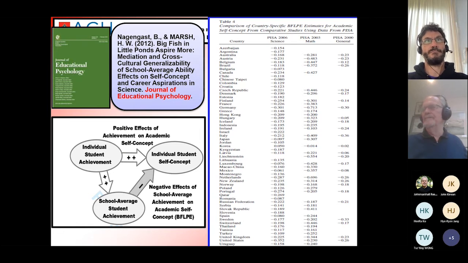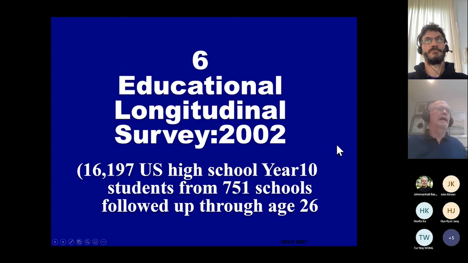Okay, so I've started with this new database. It's got a lot going for it. It's big: 16,000 kids in year 10, 750 schools, and the last wave of data that they've collected is at age 26. So there's some nice longitudinal data for it.